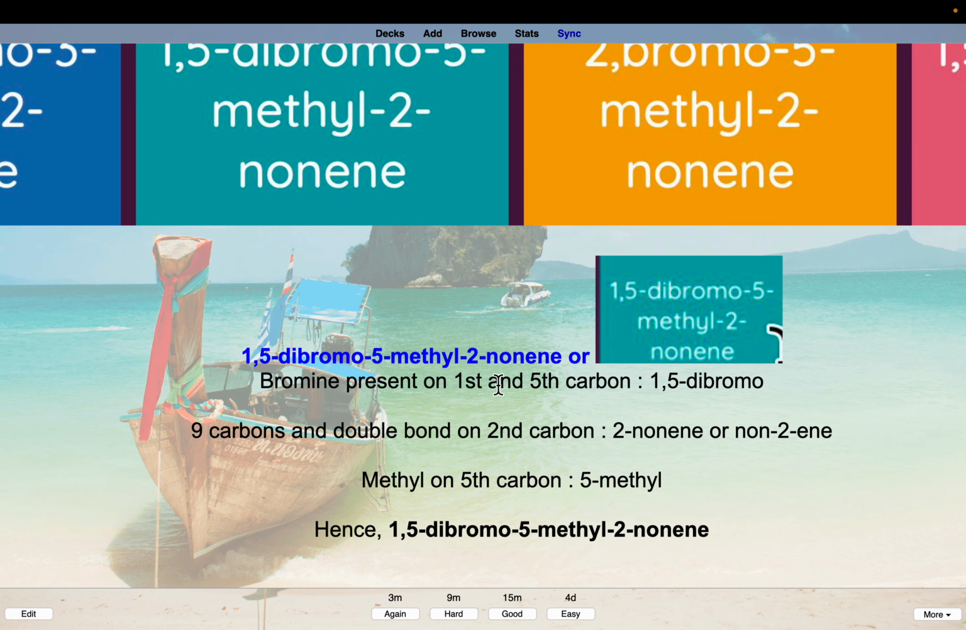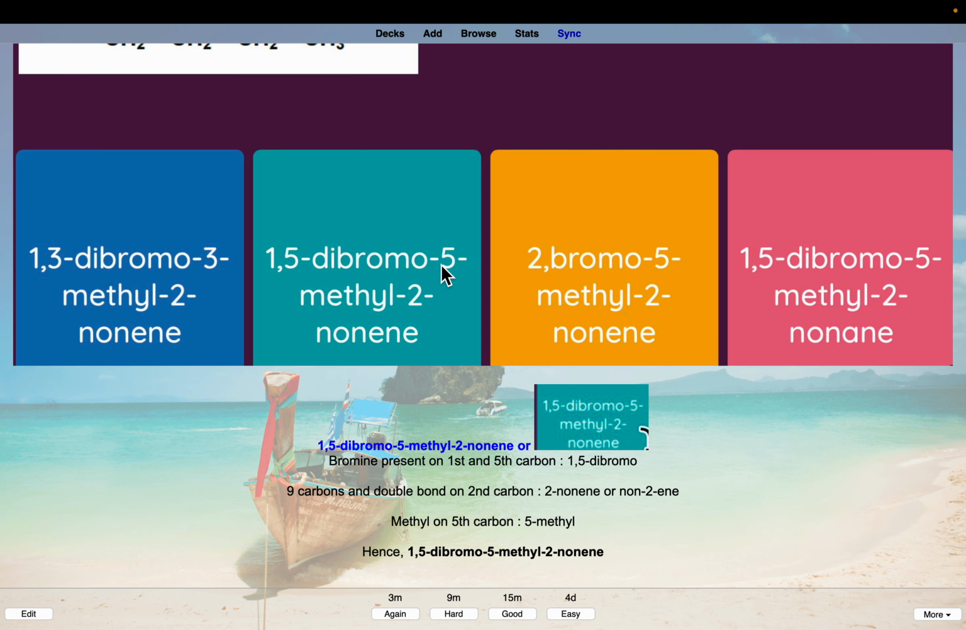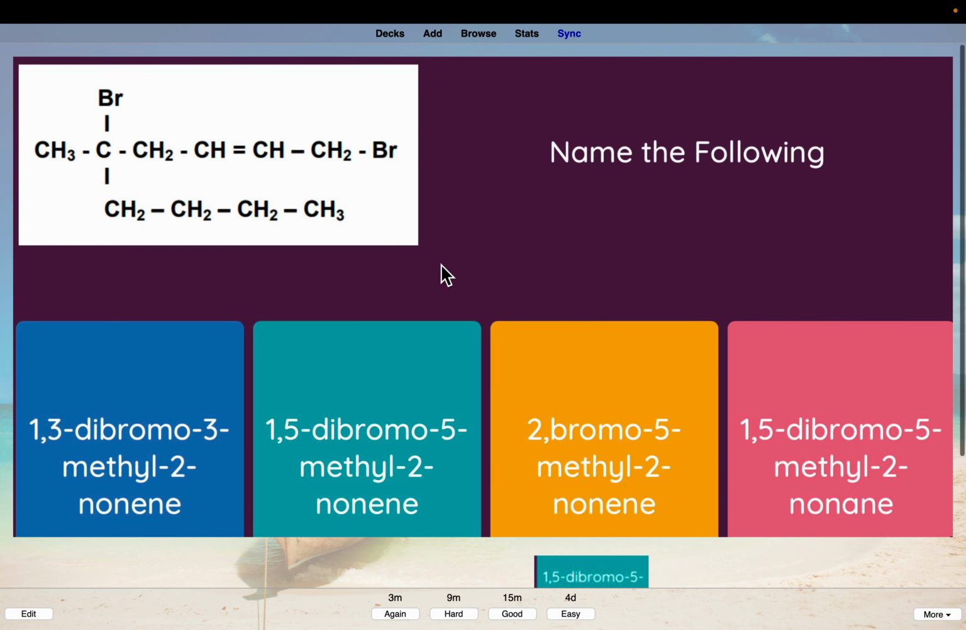Okay. Bromine present on the first and fifth carbon, and 9 carbons and a double bond on the second carbon. 2-nonene or non-2-ene. And there's a methyl on the 5th carbon. 1, 2, 3, 4, 5. The CH3 over here, that's methyl. Therefore, we have 1,5-dibromo, 5-methyl, 2-nonene. That's the answer.